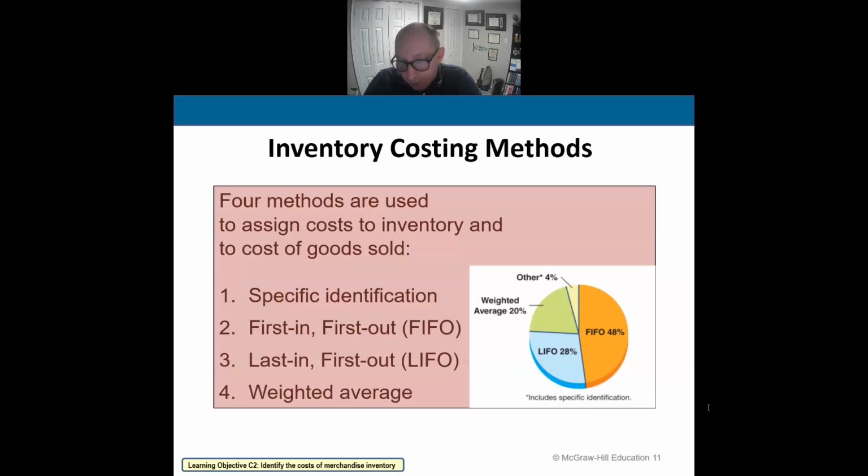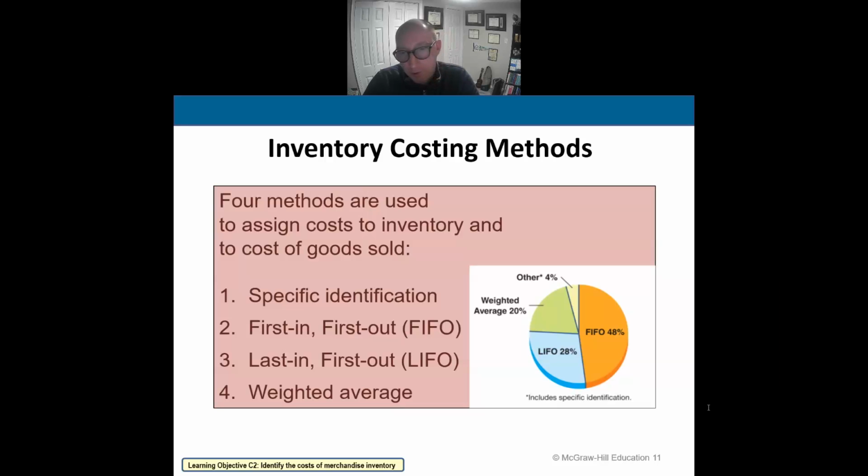But last in, first out, those would be like electronic retailers or clothing retailers like Macy's, for example. They probably use last in, first out. Their products don't expire, so the vast majority of them don't anyway. So last in, first out.